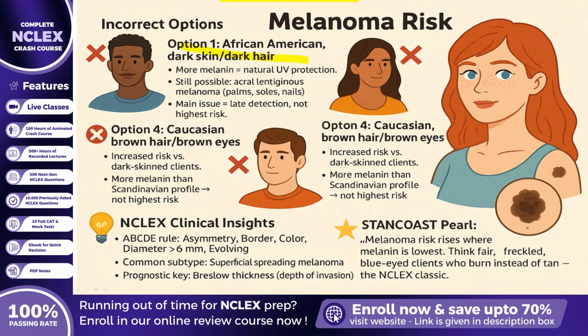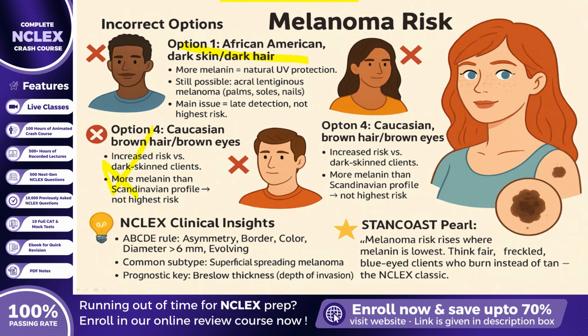Shifting to option 3, the Mexican client with tan skin and dark brown hair, we see that while melanoma risk exists, higher melanin content lowers susceptibility compared to fair-skinned groups. These individuals tan more easily, reducing the risk of DNA damage from sun exposure. Lastly, option 4, the Caucasian client with brown hair and brown eyes, does carry an increased risk compared to darker-skinned populations, but the presence of darker eyes and hair means greater melanin protection. This profile is not as high risk as the fair, freckled, blue-eyed Scandinavian client.